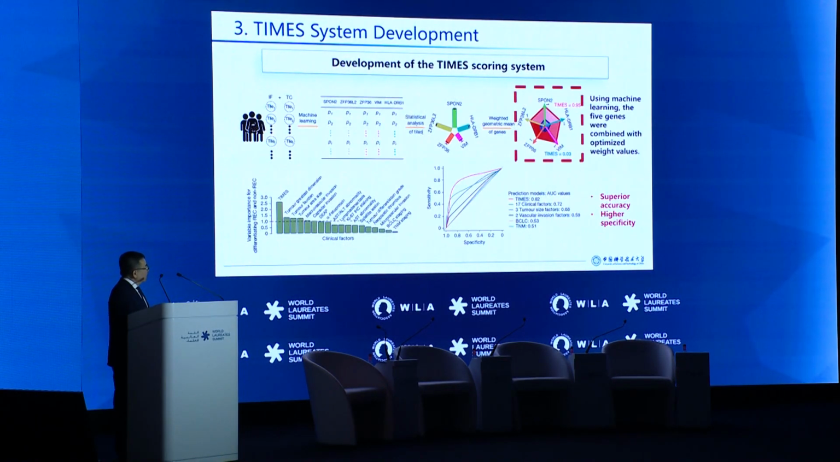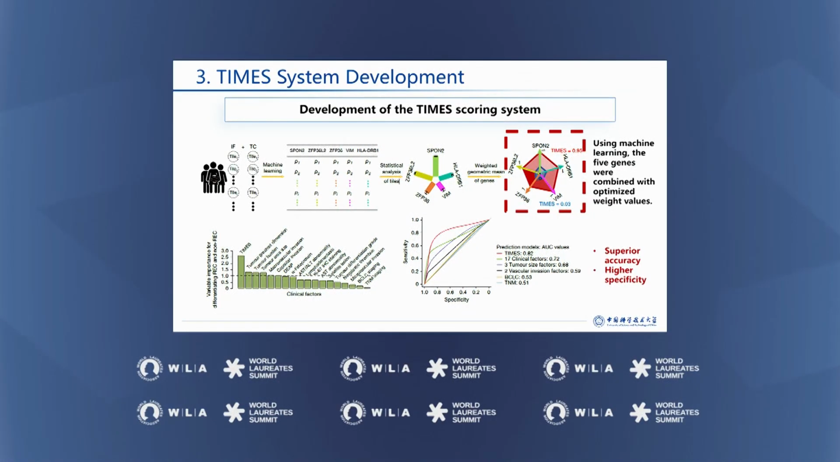We used machine learning. These 5 genes were combined with optimized weight values. We call this the TIMES model, and these scores have superior accuracy and higher specificity. The AUC is 0.82. It's the highest in the world existing for predicting recurrence.